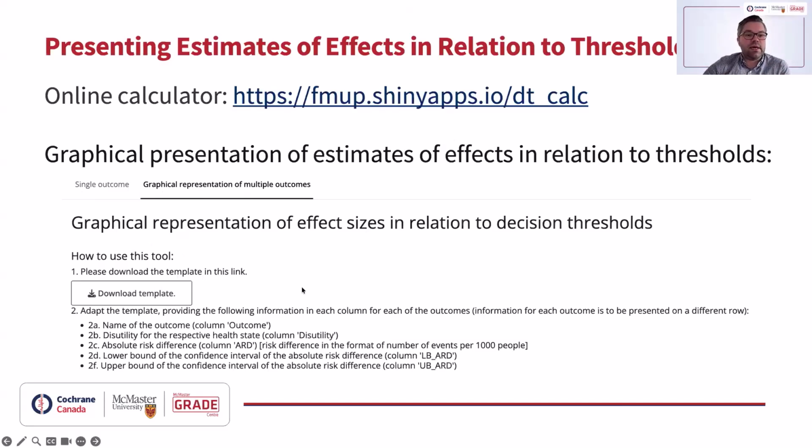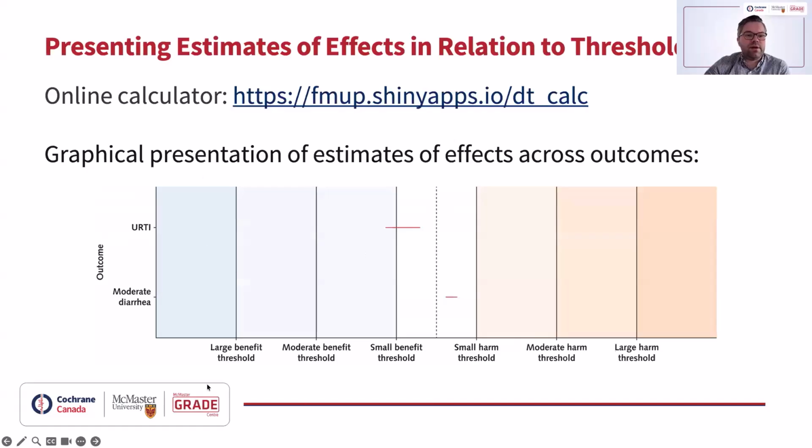So here you can download a template for inserting each of the outcomes for a systematic review, inserting this utility, inserting the absolute risk difference from the meta-analysis, and then the 95% confidence intervals. And what this allows us is to generate a figure. Here I have two outcomes inserted as an example for upper respiratory tract infection and diarrhea, showing where the estimate of the effect lies with the 95% confidence interval in relation to the thresholds.